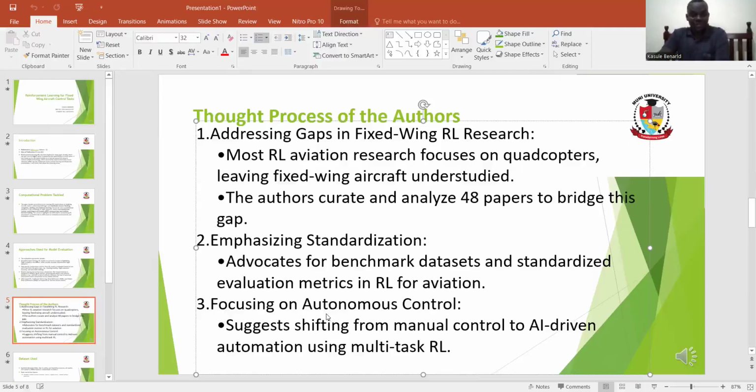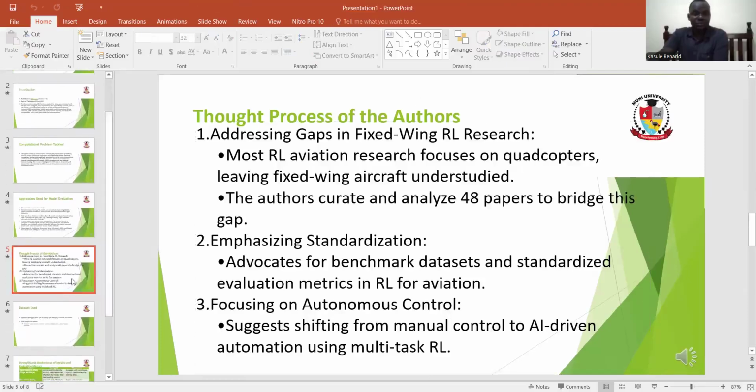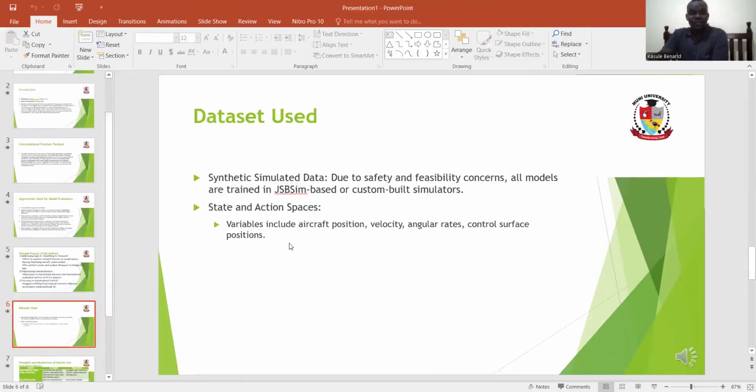Number 3, the other thought is focusing on autonomous control. This one suggests shifting from manual control to AI-driven automation using multitask reinforcement learning. Let us not forget that with RL, we also focus on a lot of AI, what we call artificial intelligence. So the data set used synthetic simulated data. Now, this one is used due to safety and feasibility concerns.